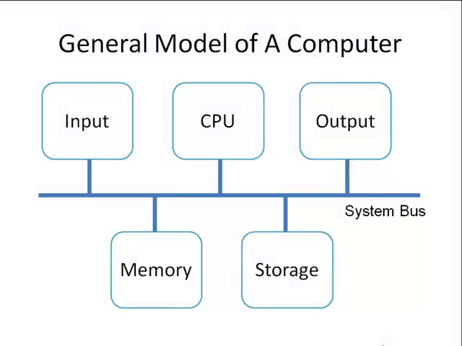So here's a very general model of a computer to begin with. We have some basic components, CPU and memory and some storage, which is basically going to be a memory for the computer when the computer is switched off, and some means of input and some means of output, and all of these connected by a system bus. So it's a very general idea of what a computer is.